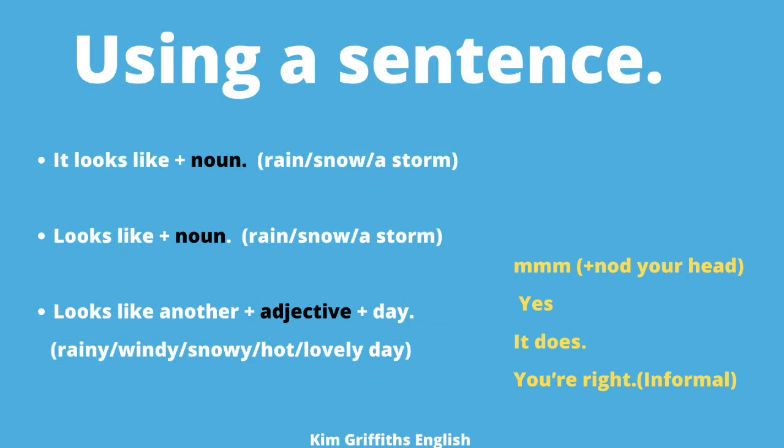If we've had one kind of weather on one day and the next day we think it's going to be the same, we can use looks like another adjective, day. For example, looks like another hot day. When we answer these, we generally agree with the person. So we can say, and nod our head, yes. It does. You're right. That's informal.